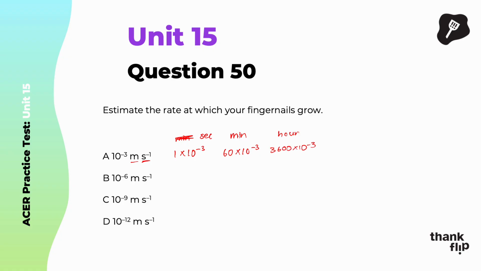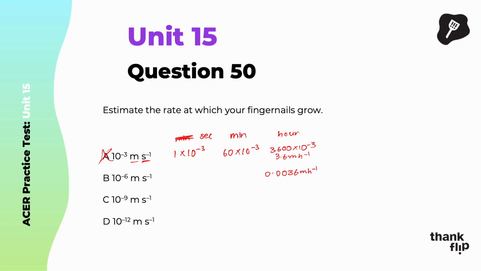Now this is already 3.6 meters per hour, which is ridiculous. Your nails won't be growing that fast, right? So let's eliminate option A. Now, we're going to do the same thing for the others, except the only thing that's going to change now is the 10 to the power of negative 1, right? So here it's just going to be 0.0036 because it's going to be 10 to the power of negative 6 meters per hour.